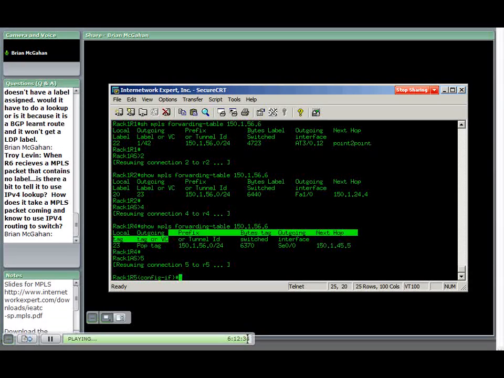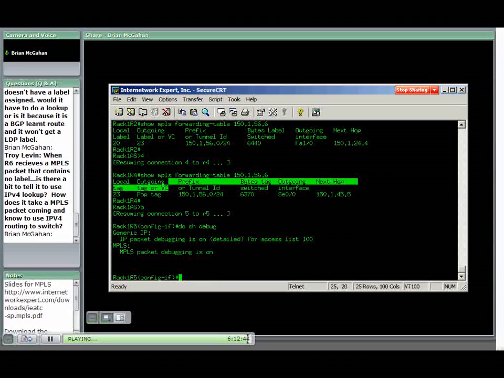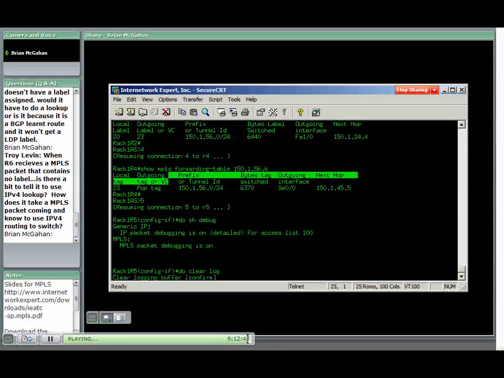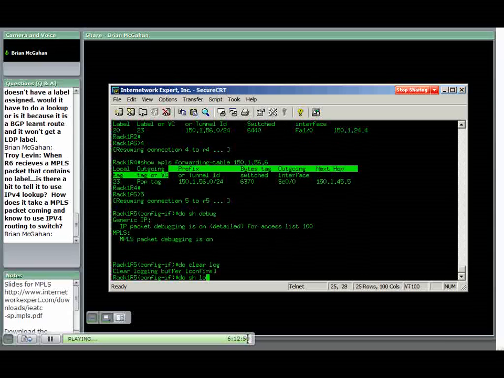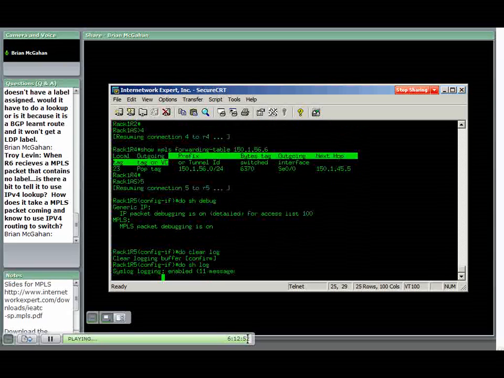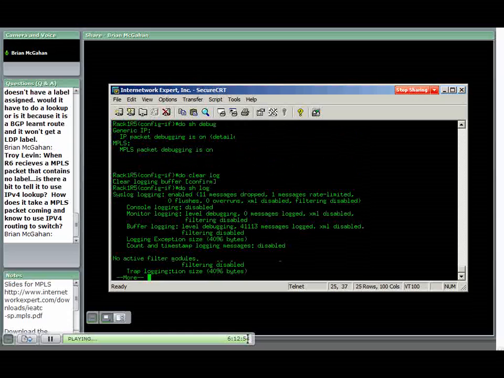Okay, so we can see it's failing. We'll leave this running, and then we'll go ahead and do some debugging through the network. Now, from router 3's perspective, it is receiving an unlabeled IP version 4 packet coming in from router 7.